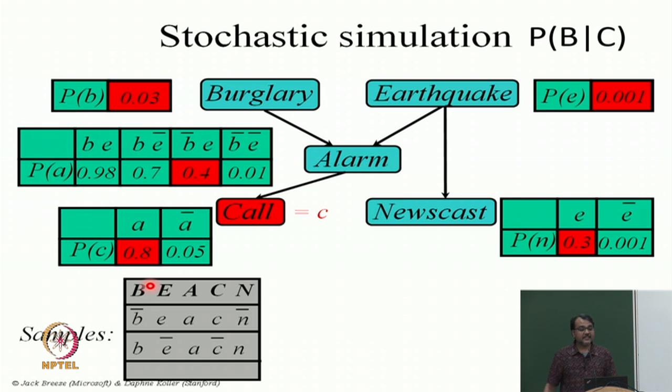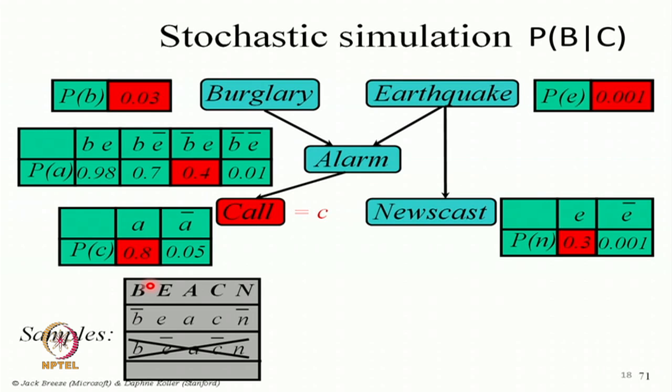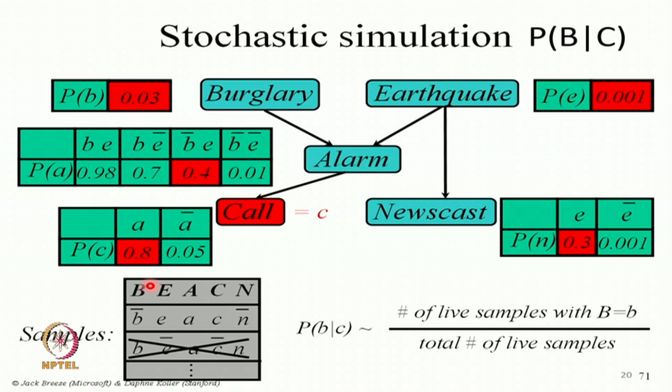Similarly, if we get this other sample, is this relevant to us? No, we do not care for this, so we get rid of it. Finally, we want to compute the probability of B given C. That can be computed as the number of live samples where burglary was true, divided by the total number of live samples. We have already rejected all the samples where C was false. This is called rejection sampling.